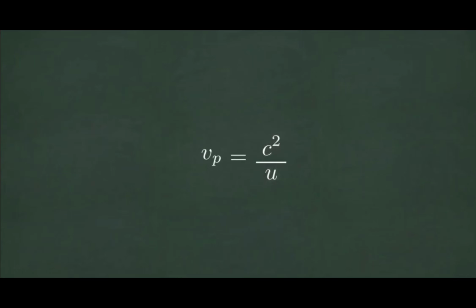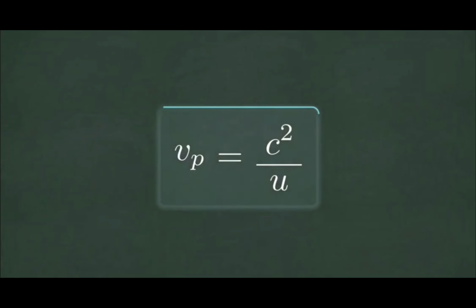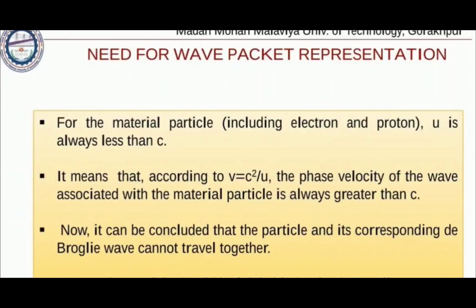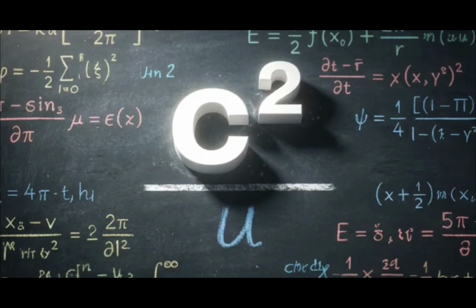Phase velocity equals the speed of light squared, divided by the physical velocity of the particle, u. This text asks us to look at the denominator of this new equation, representing the particle's actual physical velocity. Because electrons and protons possess physical mass, Einstein's special relativity dictates they can never reach the speed of light. So we are taking the speed of light squared, a massive constant, and dividing it by a sublight number.